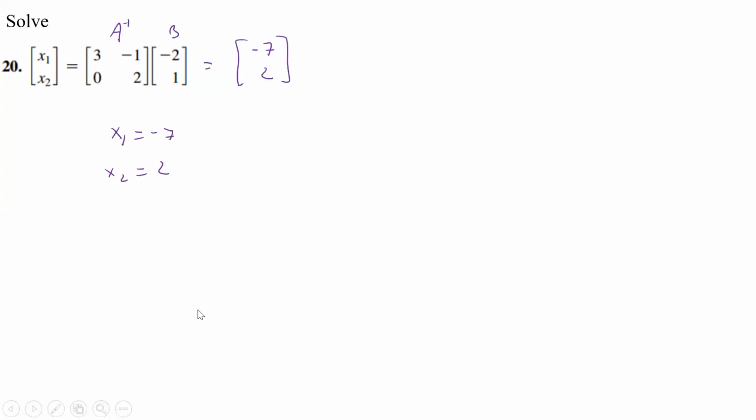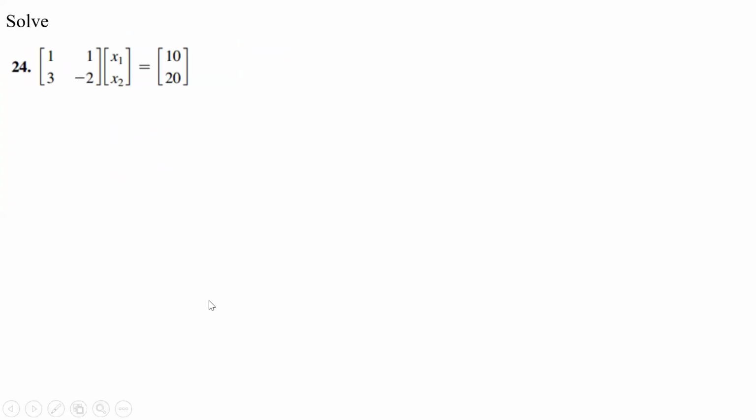Okay. Let's do another one. Now here they give it to us in the AX equals B form. And so what we have to do first is find the inverse. And then after we find the inverse, we have to multiply that times B. And then after that, we'll have our x1 and x2. So first things first, we're going to do it the long way. 1, 1, 3, minus 2, 1, 0, 0, 1.